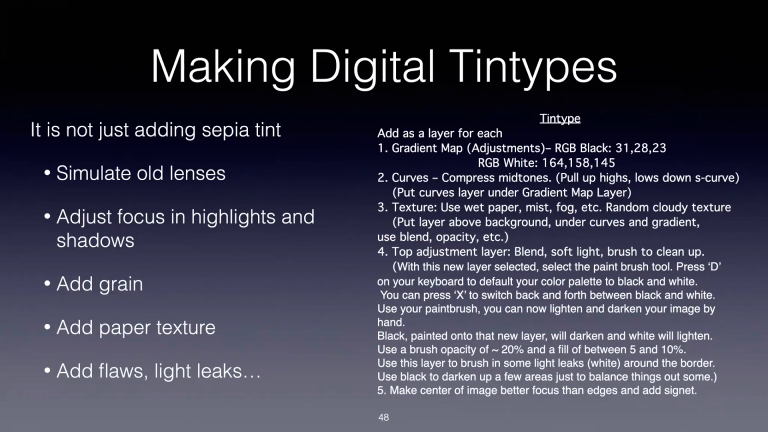You use things like a gradient map. You use things like curves, and you adjust the midtones and the highlights, and you push the darks to a little lighter. Then you have to put a texture on top of it to damage your photograph, because that's what these old photographs look like, and that's an incredibly important thing to do to it. Then you fool around with blending and soft light and brushes and whatever you want to clean it up. And it's fun to play with. I recommend you try it.